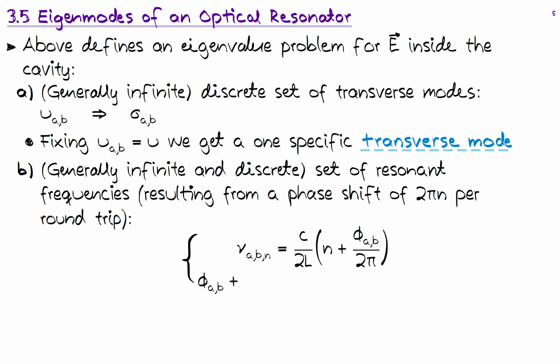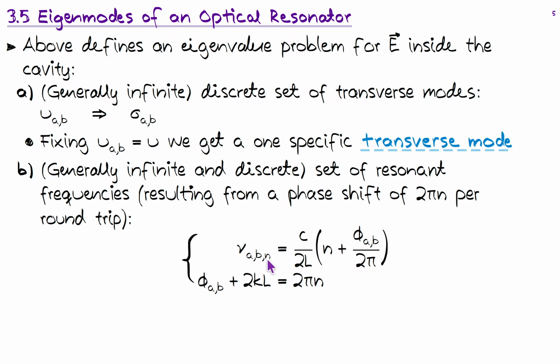And then phi plus 2kL equals 2 pi n. So this is how we define the phi parameter. Basically, this is the resonance frequency. And as we can see, the resonance frequency of a given mode really depends on the mode, so on the transverse mode and also on the longitudinal modes. So this is really how things are being dictated by the cavity geometry.